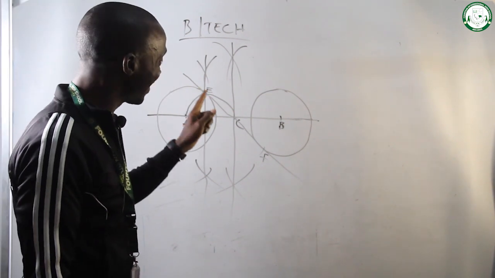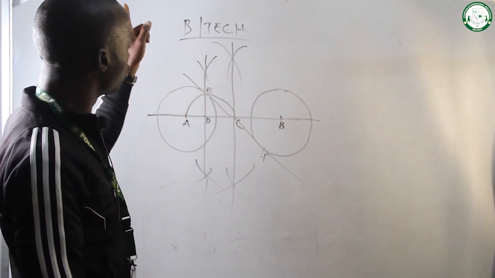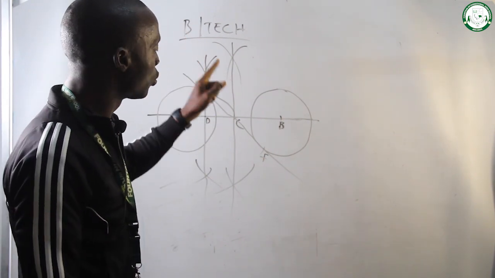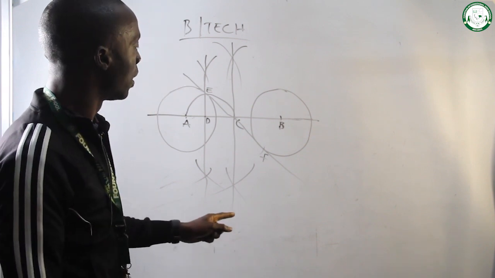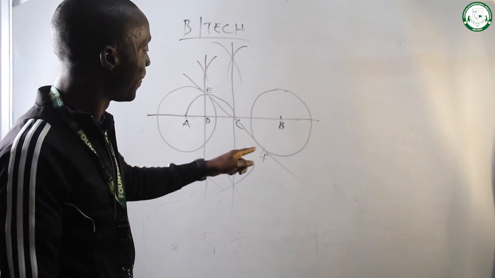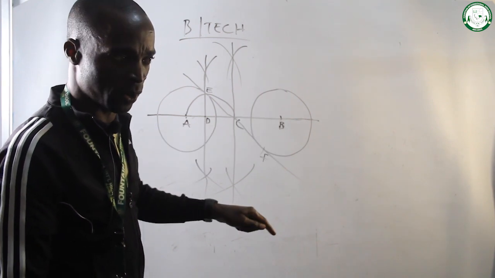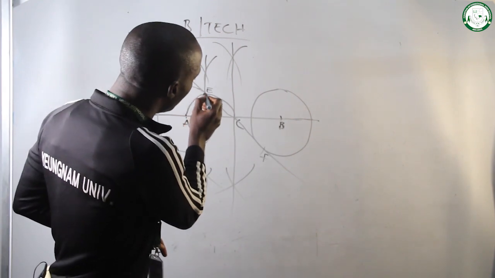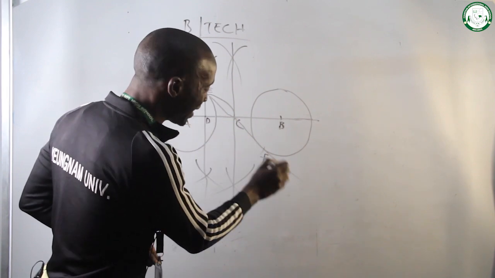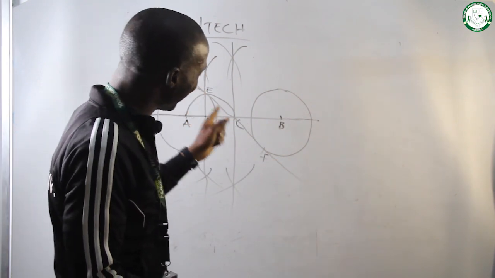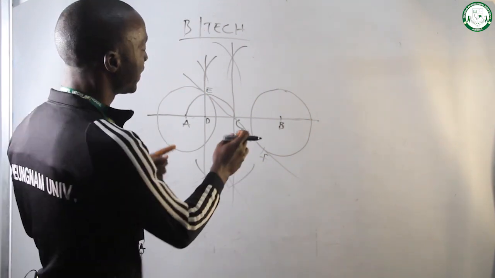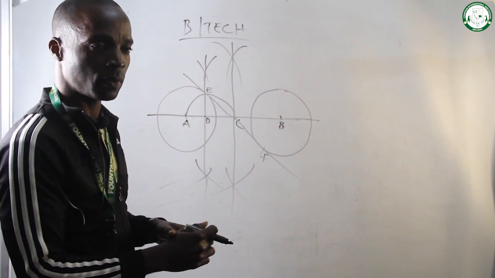That line must pass through point E, through point C, and through point F. If it enters into the circle, that means you are wrong. If it's outside the circle, you are wrong. So it must pass through point E, point C, and point F. So this line is now the required tangent to these two circles.